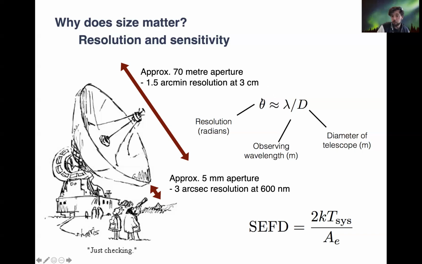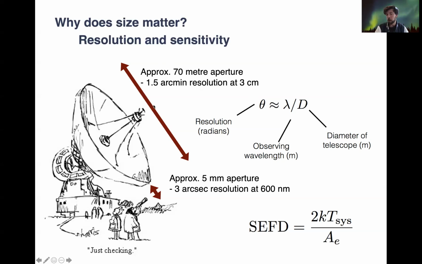But let's just give an example. If we just plug away in this equation here, theta equals lambda on D, a 70-meter telescope that's operating at, say, 3 centimeters, the wavelength is 3 centimeters, which is an average observing wavelength for radio astronomy, we only get about 1.5 arc-minute resolution on the sky. Compared to our optical colleague here with a tiny little telescope, a 5 millimeter aperture, so that's just a little lens, it's tiny, they get 3 arc-second resolution at 600 nanometers. And that's just because at optical frequencies, your lambda is just so much smaller than it is at higher frequencies.